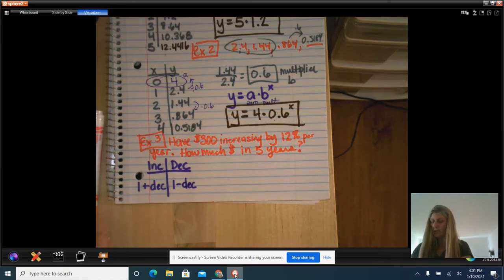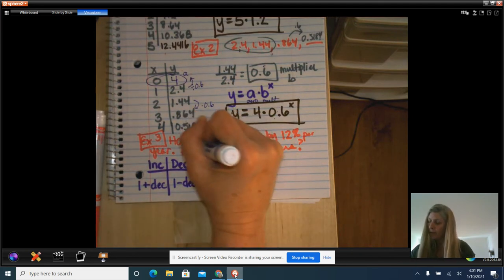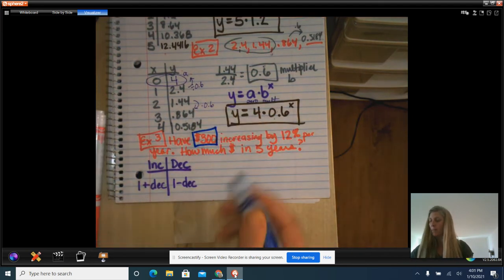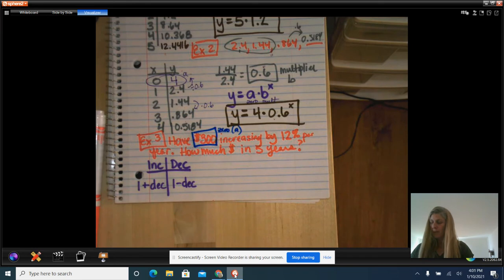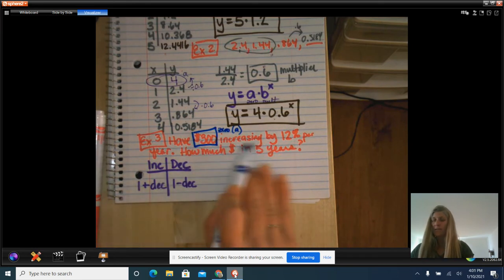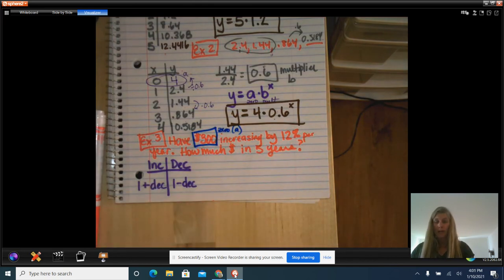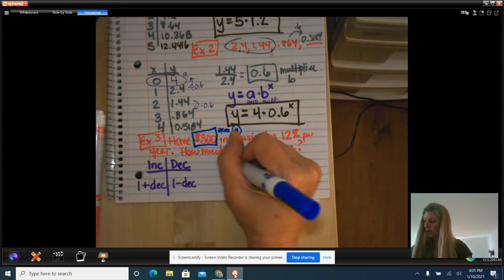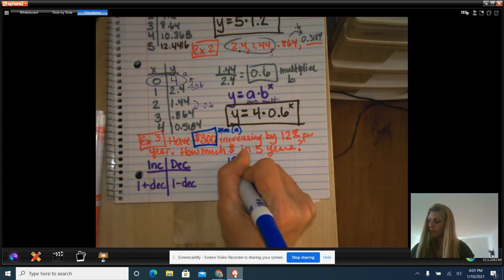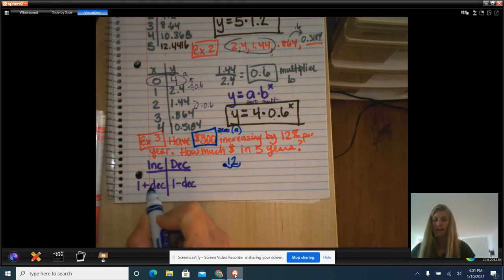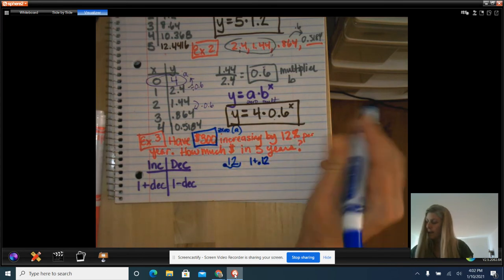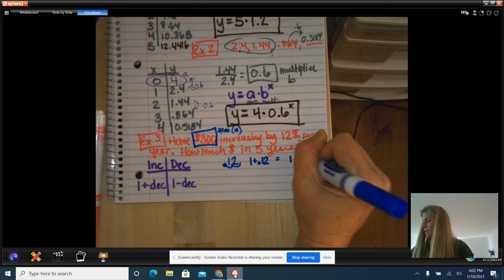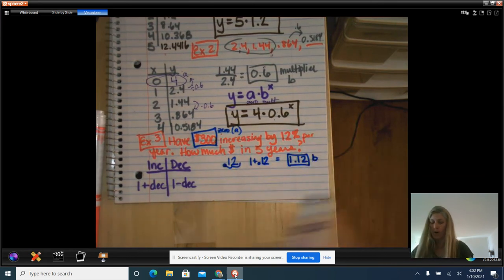So we take a look at our word problem. We have a couple pieces of interesting information. We have $300 to start with. If you start with something, that is your zero. So this is going to be our A in our equation. And then we need to go ahead and we need to change of an increase by 12% into a multiplier. So we go ahead and write our 12 down, and then we move our decimal point 2 to the left. We see that that is an increase, so we're going to have 1 plus 0.12. And so our multiplier is going to be 1.12. That's going to be the B from our equation.